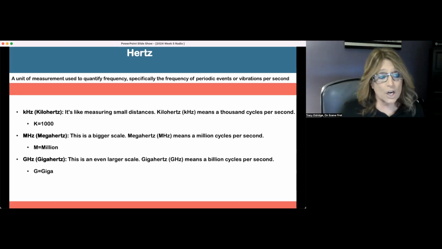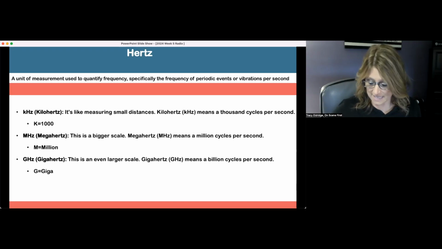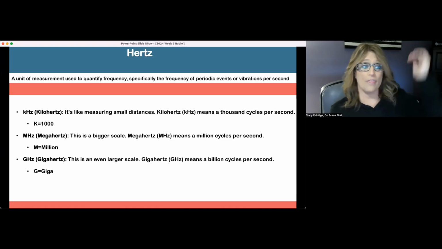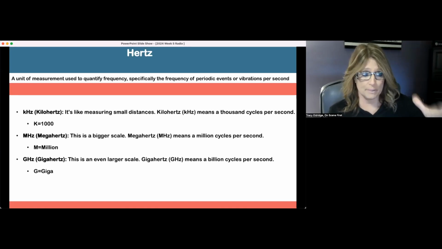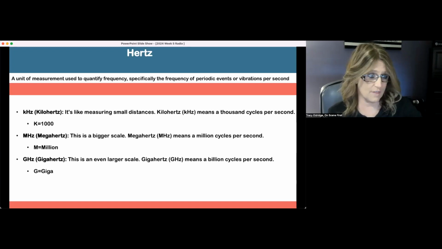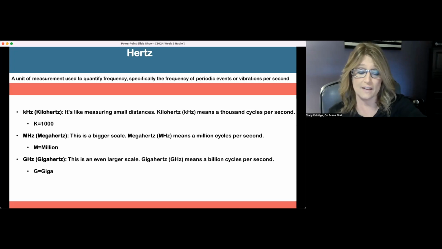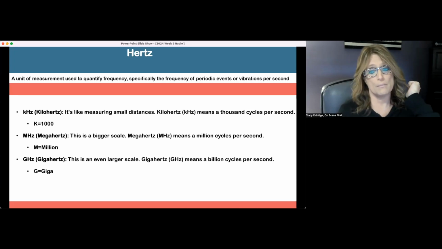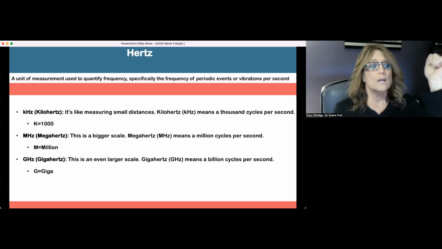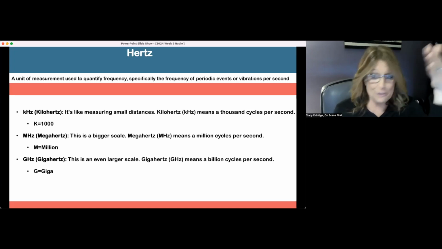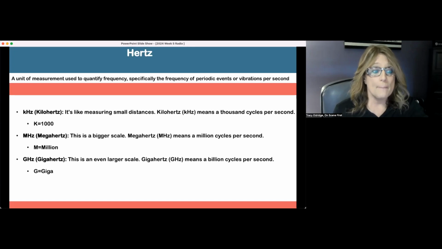Okay, so it's gigahertz. The giga is the metric measurement for billion. So 1,000, million, and billion. And I just realized I screwed that up. That G is supposed to be billion, not giga. So I will fix that on the PDF that you get in the drive. So K kilo, 1,000, M million, G billion.